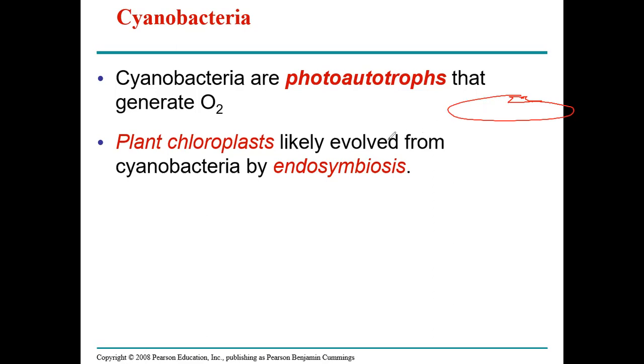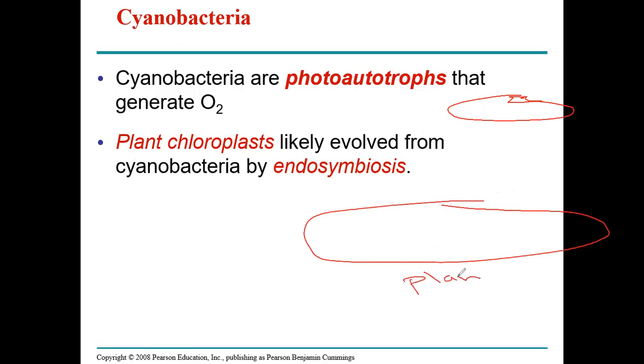Plant chloroplasts likely evolved from cyanobacteria by endosymbiosis. This is a plant cell. The plant cell has the property to synthesize food by photosynthesis. How did it happen? By the process of endosymbiosis, this bacteria reached into this plant's body. In the course of evolution, this bacteria reached into this organism's body, and then only the plant got the ability to produce oxygen by doing photosynthesis.